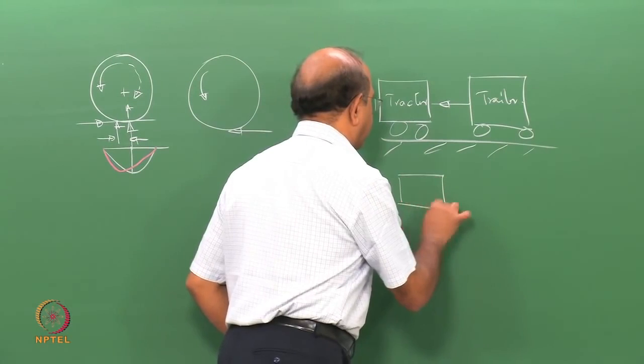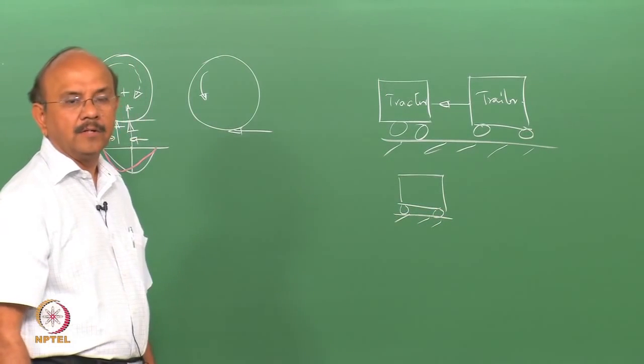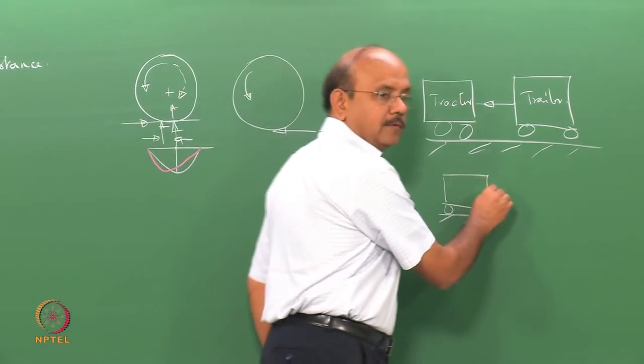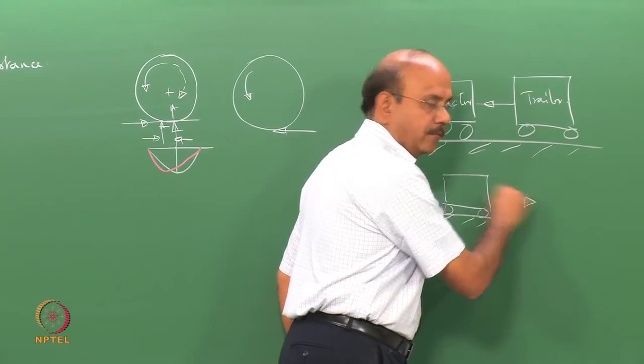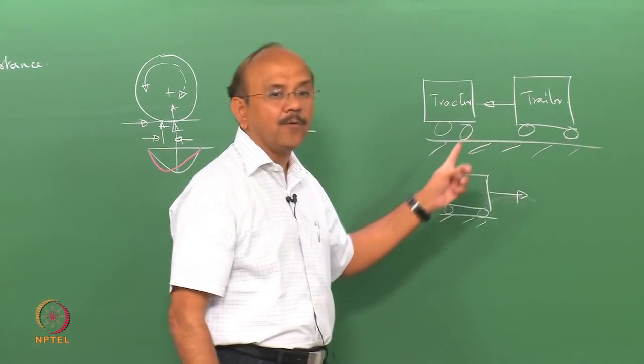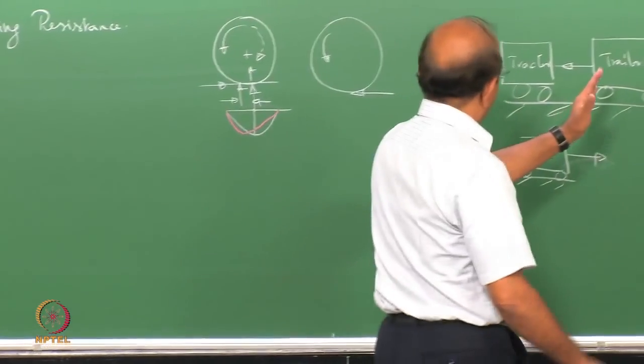Apart from other forces, we will just neglect the other forces. If I have to draw a free body diagram, what will be the direction of the force? It will be in this direction. Okay? So, this will be the direction in which I will draw this free body diagram. In other words, I will look at the action of the trailer onto the tractor.